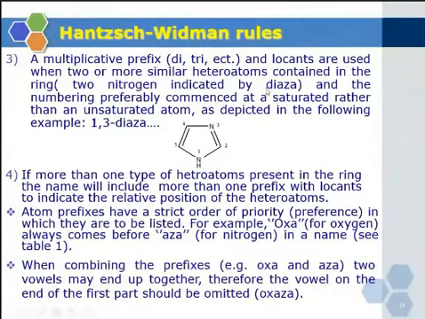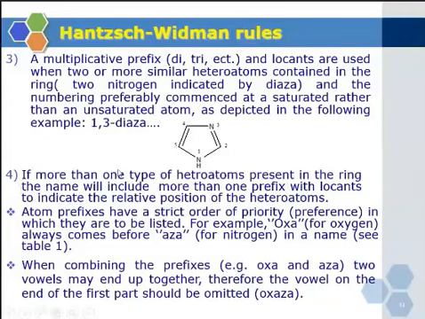If two nitrogen atoms are present, we will call it diaza. Di means two, aza means nitrogen, two nitrogens, and the numbering preferably commences at a saturated heteroatom, then an unsaturated atom. Here, of these two nitrogens, this one is a saturated nitrogen, hence the numbering will start from this nitrogen, and this compound can be called 1,3-diaza, and the next is the ring size. Here we will move in a systematic and sequential manner.